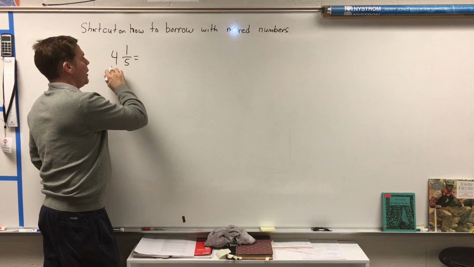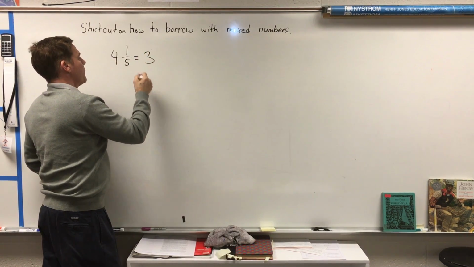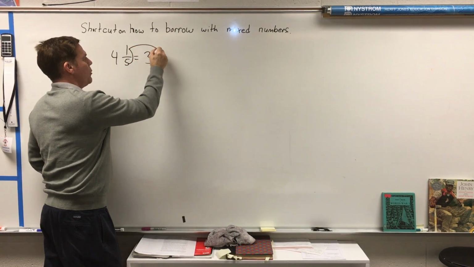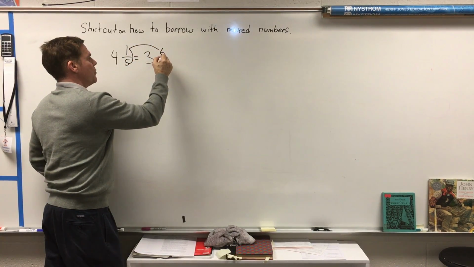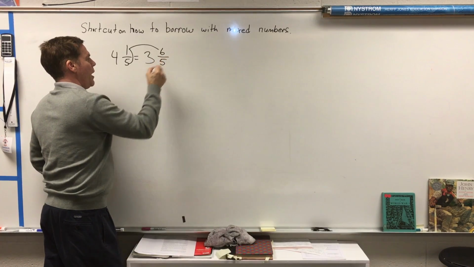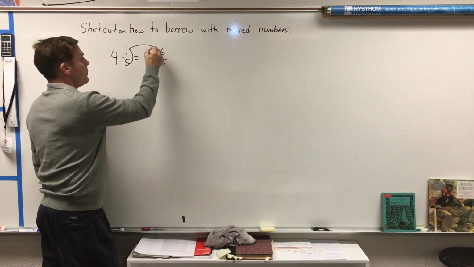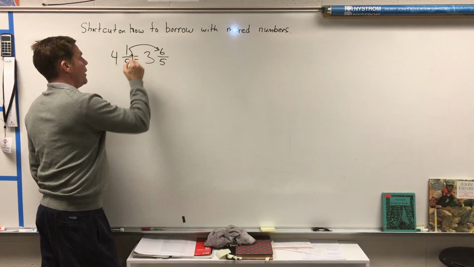Take the whole number. 1 less than 4 will be a 3. I'm going to add 5 plus 1 to get my new numerator, which is a 6. And remember, your denominator never changes, okay? So we're going to go ahead and add those.